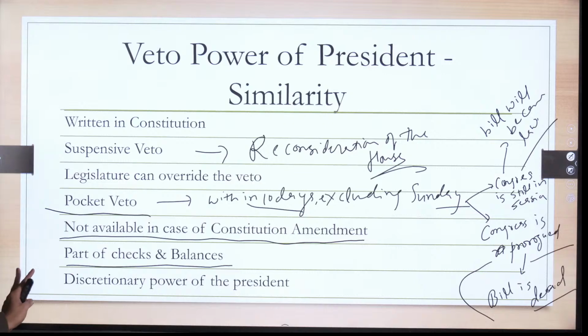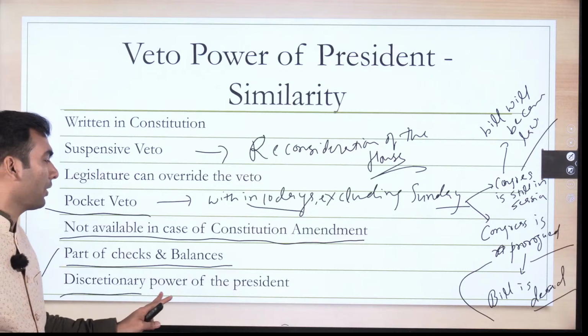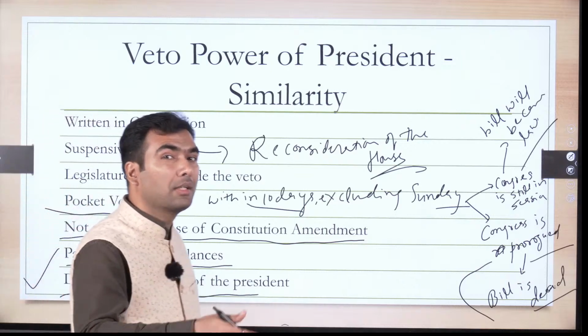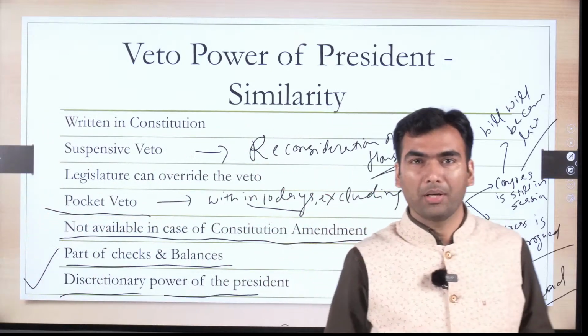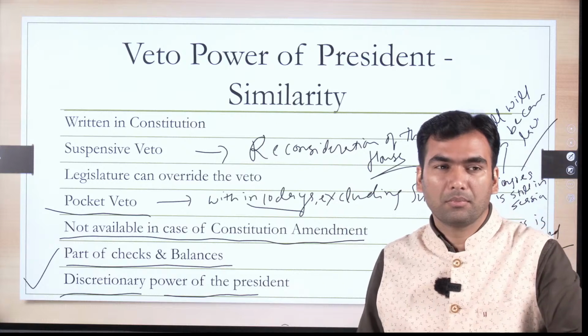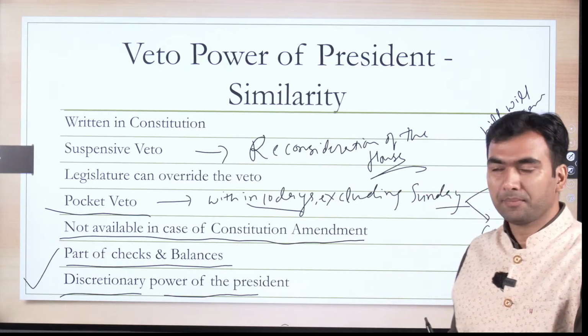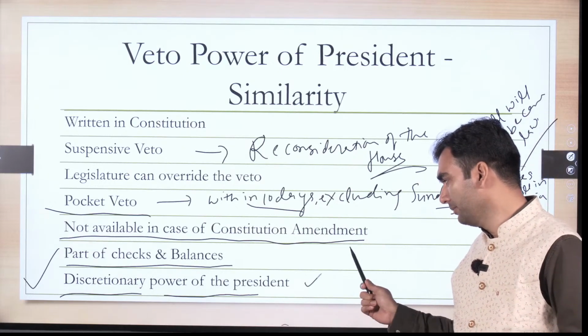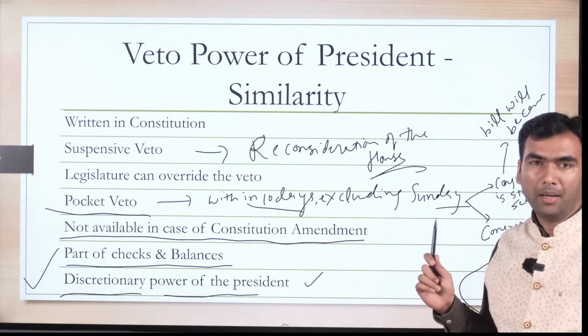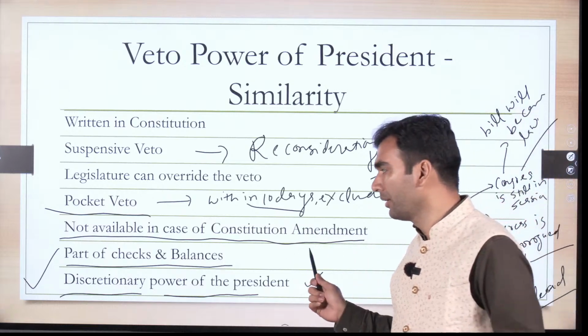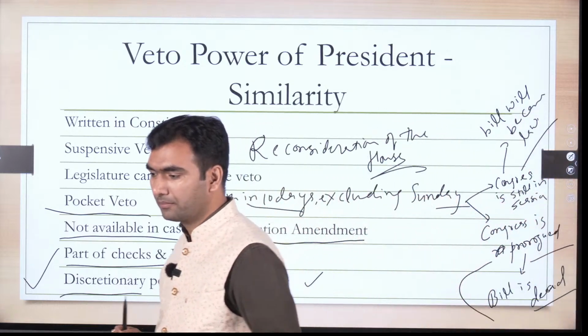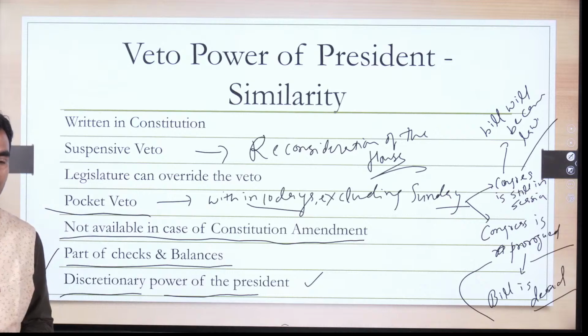And then veto power is a discretionary power of the president. So unlike the United Kingdom, where the monarch is only doing a symbolic function, there is no discretionary function. Here in both our countries, which are republic in nature, the president has discretionary power, and one of the discretionary powers is veto power.